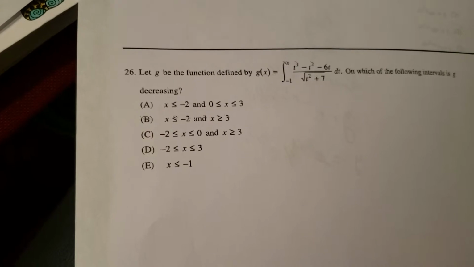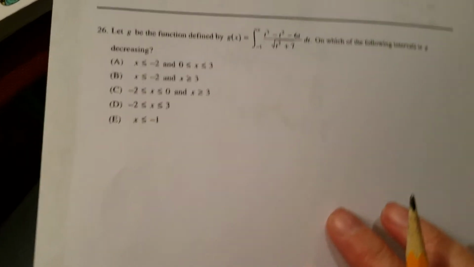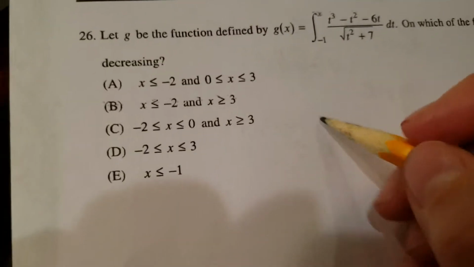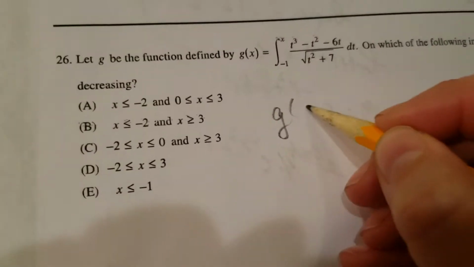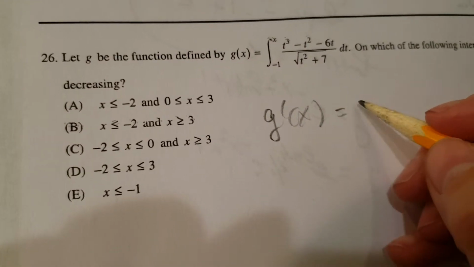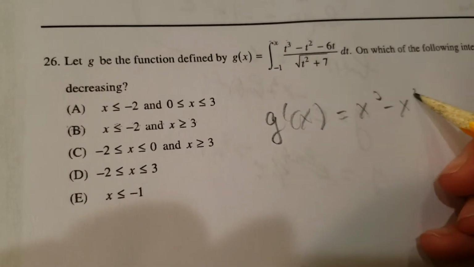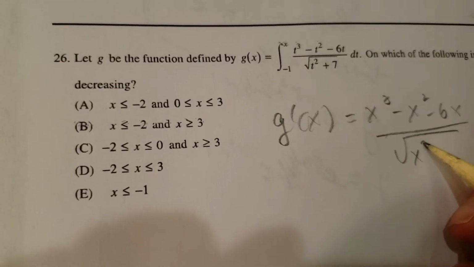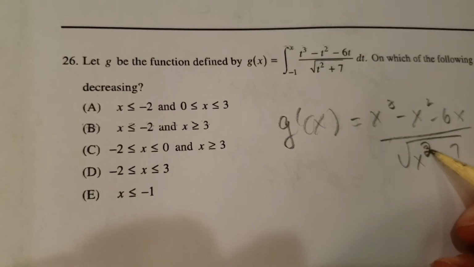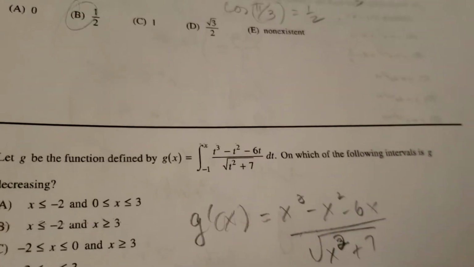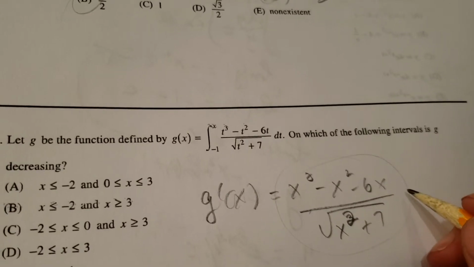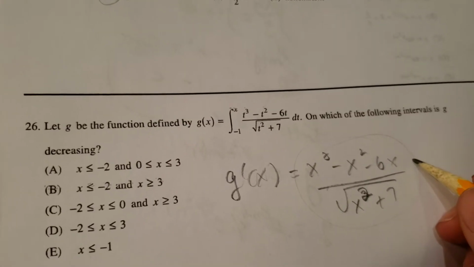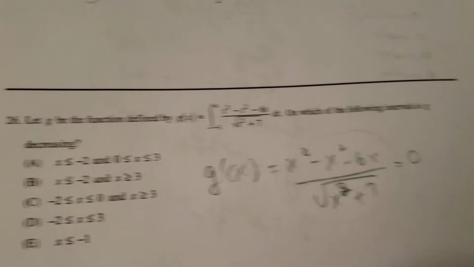Okay, 26. Ooh, decreasing. Okay, so when is a function decreasing? When its derivative is negative. Okie doke. So let's find the derivative. So second fundamental theorem, simpler here with no chain rule. x cubed minus x squared minus 6x. And for convenience, they made the denominator positive, so we can completely ignore that. So the sign of this will depend on the numerator. And we want to see when this is negative, right? So we have to first see where it's 0.